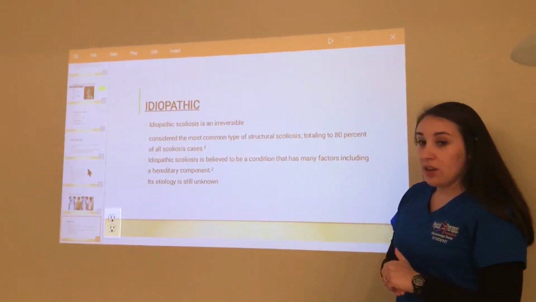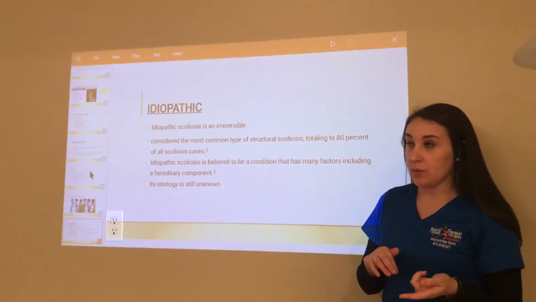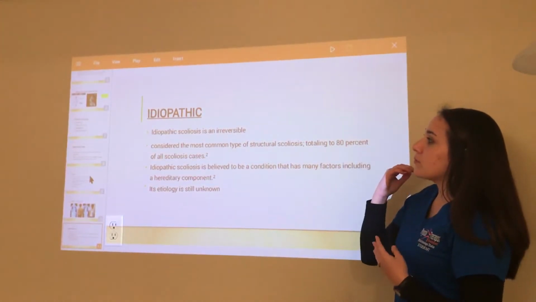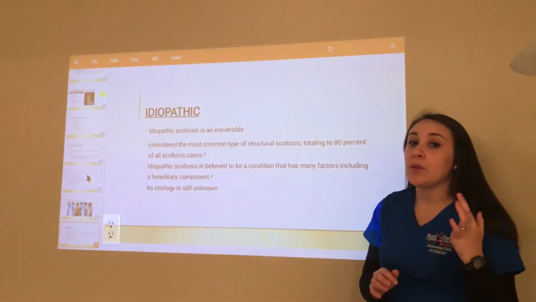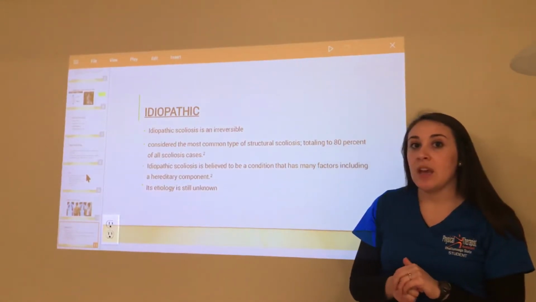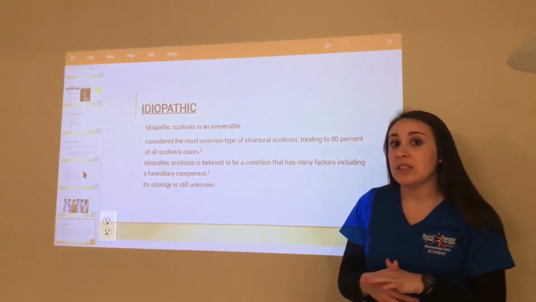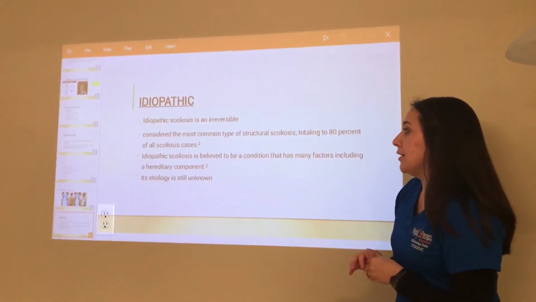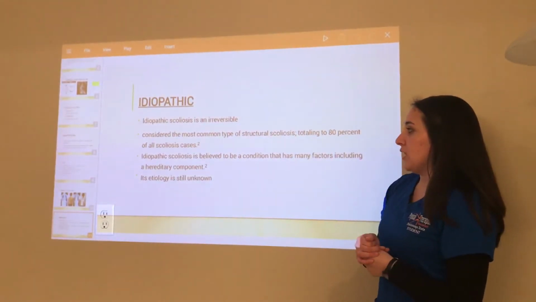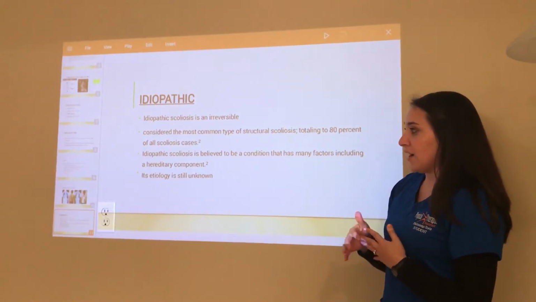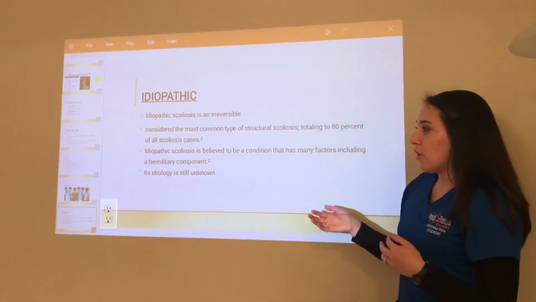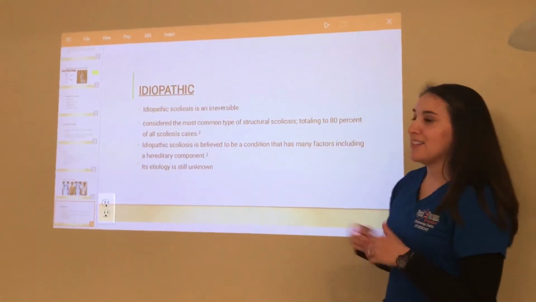So idiopathic scoliosis, unlike non-structural, is irreversible. Idiopathic scoliosis is also the most common form of scoliosis, making up about 80% of all scoliosis cases. Idiopathic scoliosis is believed to be a condition that has many factors, including a hereditary component, but overall etiology is still unknown, hence idiopathic.